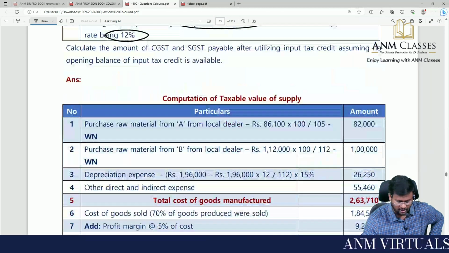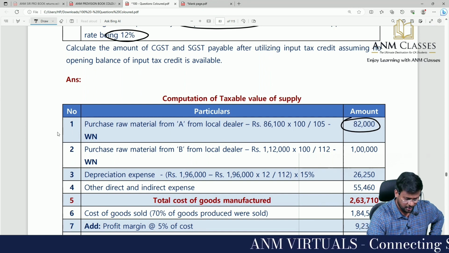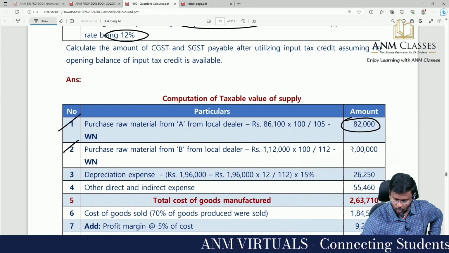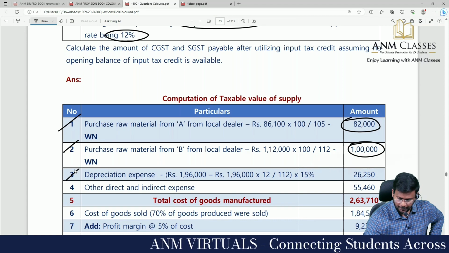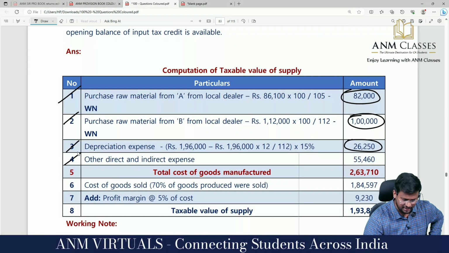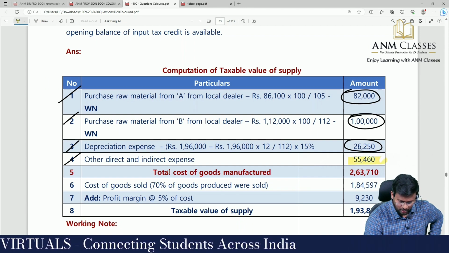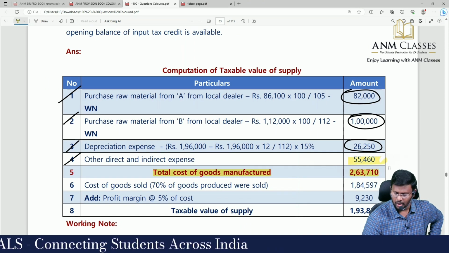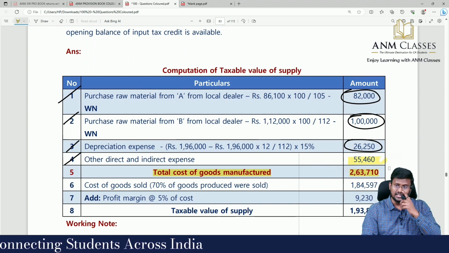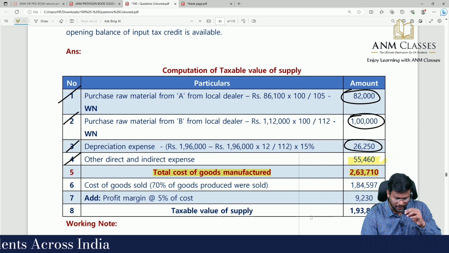Just listen here. Purchase of raw material A 82,000. Purchase of raw material B 1 lakh. Depreciation 26,250. Other direct and indirect expenses 55,000. Have you all got it? Yes, sir. Total cost of goods manufactured is 2,63,710. Sir, this is the total cost of goods manufactured.